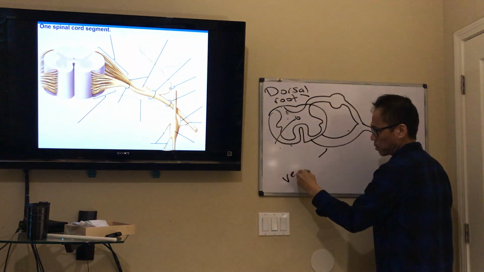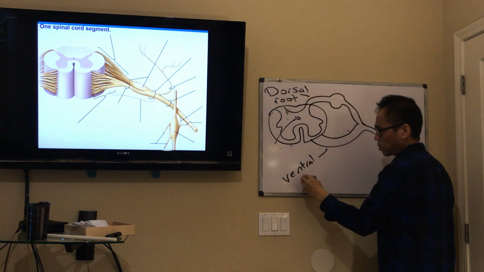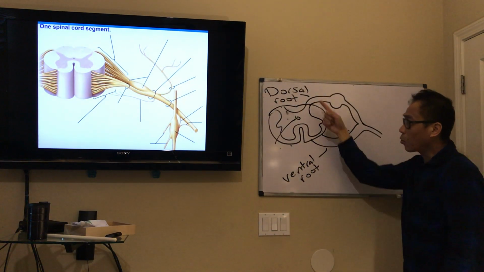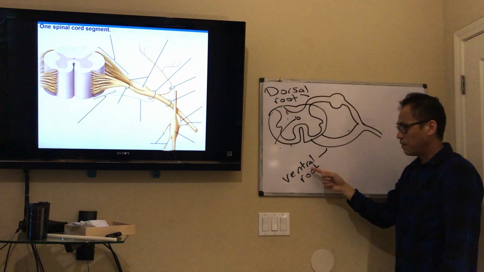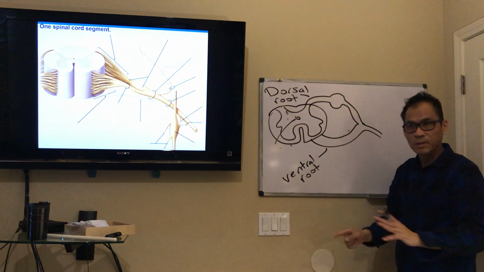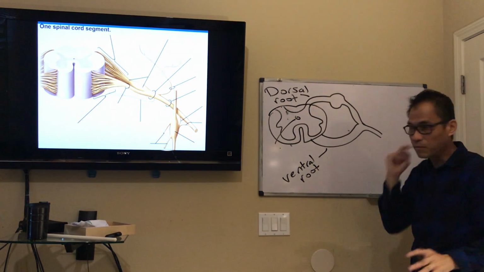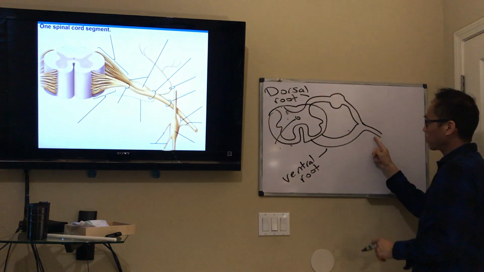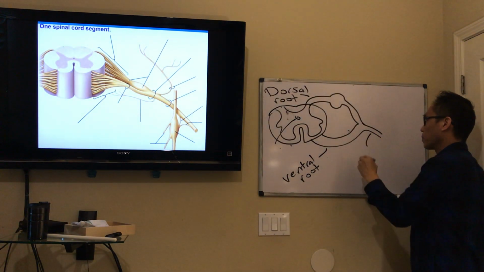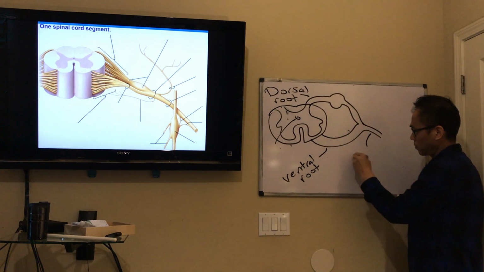Ventral root. Again, you can call it dorsal or posterior root, the ventral root or anterior root. Either you need to know. They merge to form spinal nerve.